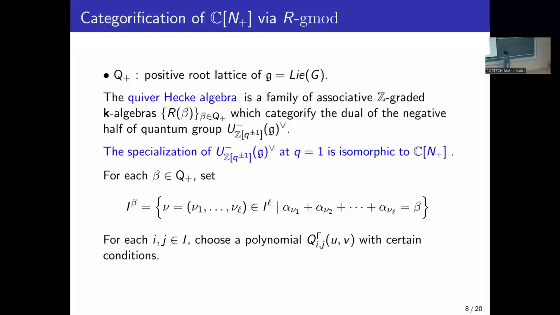What is the math bold K? When you say Z graded K algebras, what is the K? I'm sorry, the K denotes the base field. The K is a field. Yes, C or? You can work with an arbitrary field. Okay. So for some reason, after that we need to impose some condition here, but up to here you can work with an arbitrary field.